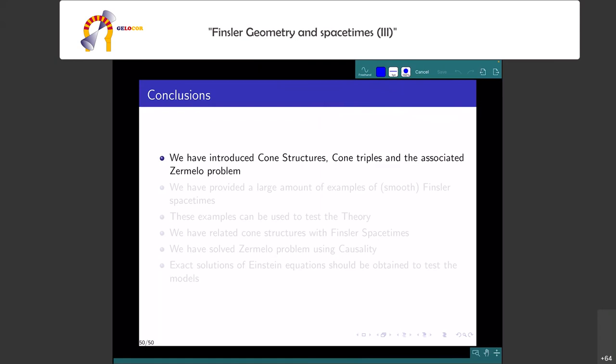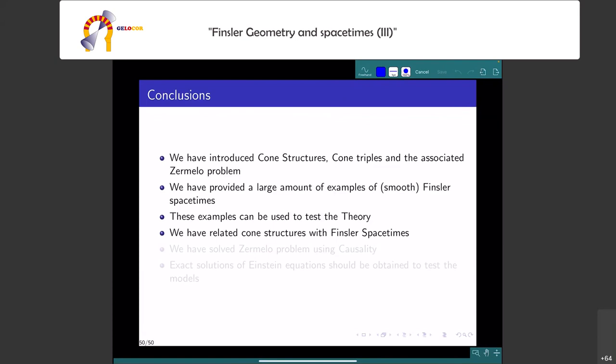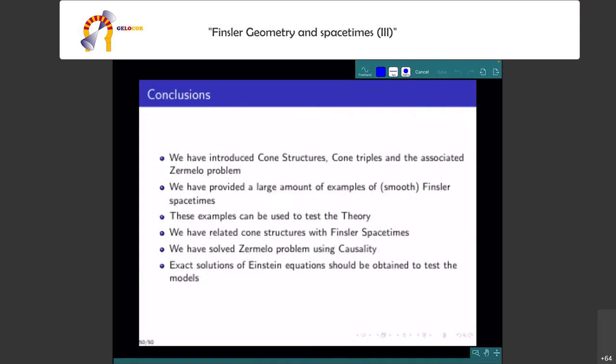So we have provided a large amount of examples of smooth Finsler spacetimes. In fact, we have given a characterization, and the important thing now is that we have to find examples to test the theory. And the Zermelo problem can be solved using causality, and of course the most important thing, the exact solutions of Einstein equations, should be obtained to test the models, because otherwise it is impossible to know if Finsler spacetimes can give a different answer to the problems of the models of spacetimes at big scales.